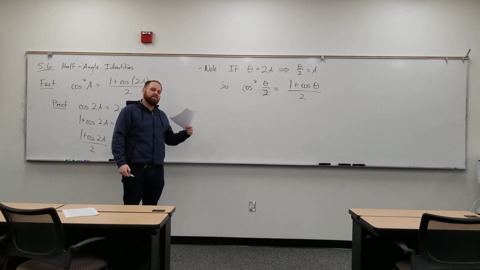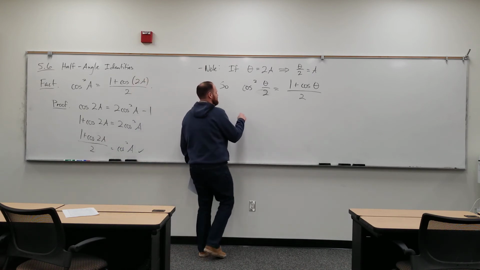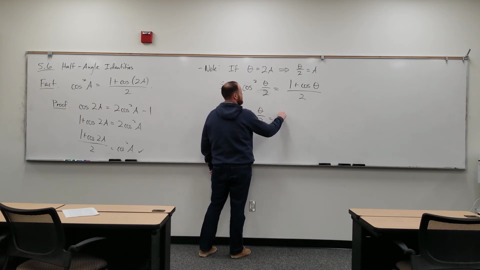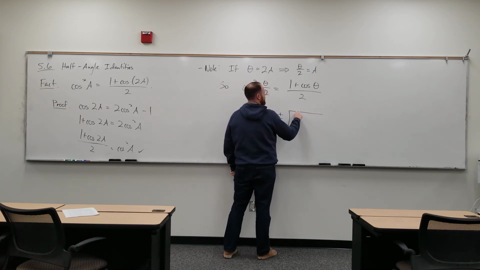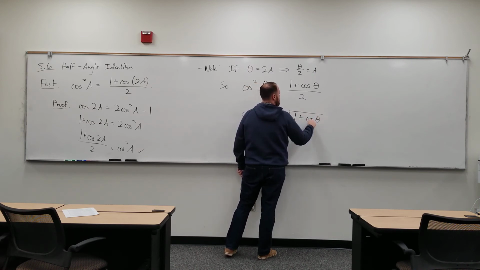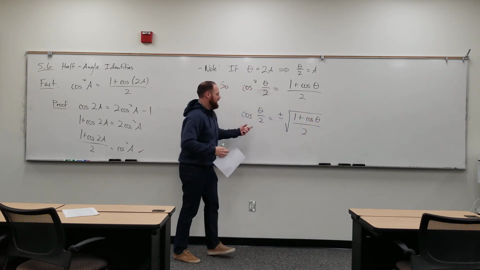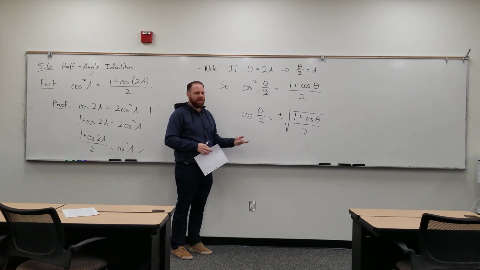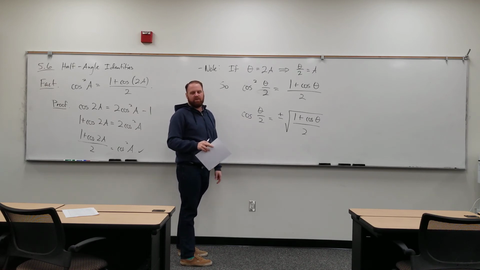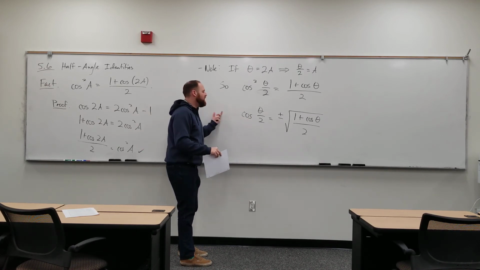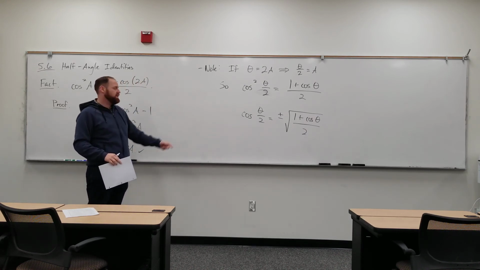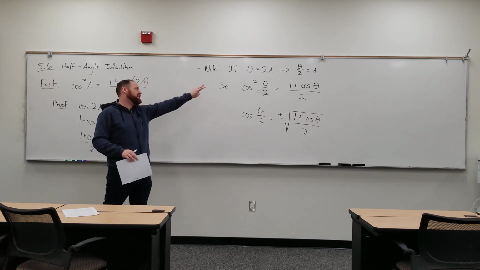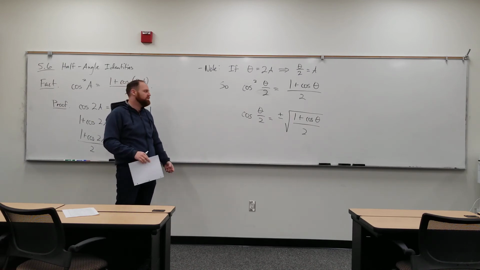Now if you take the square root of both sides, you get cosine theta over 2 is plus or minus the square root of (1 plus cosine theta) over 2. And that's the half-angle identity on your identity sheet for cosine theta over 2. So all of the half-angle identities on your identity sheet come from the power-reducing identities, by making that substitution and then taking the square root.